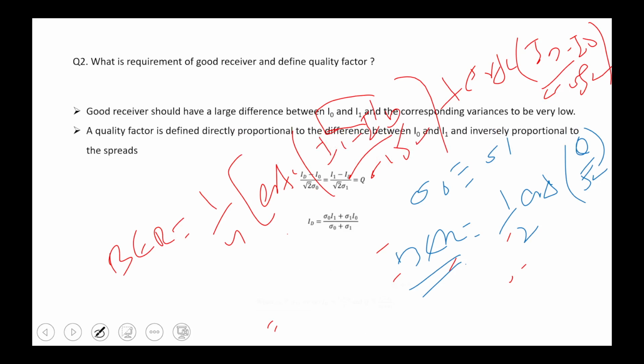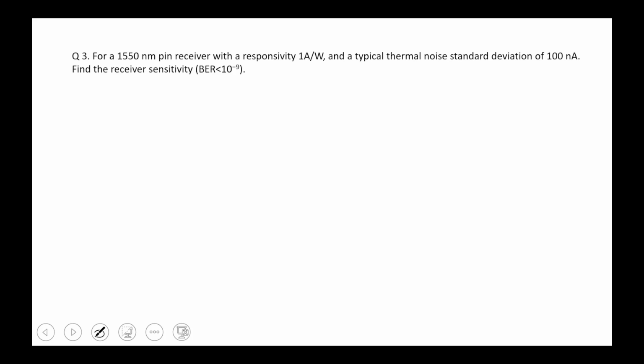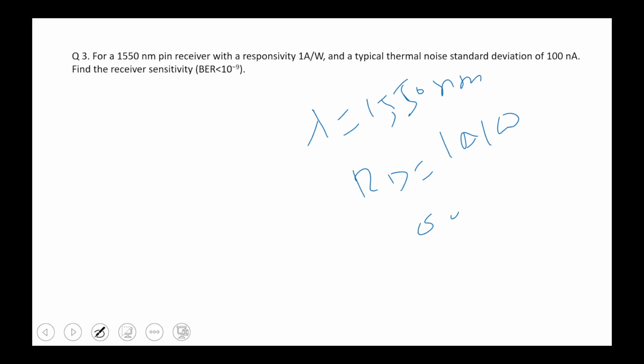So this formula I have already explained to you. Suppose, can anyone tell me the answer to this question? Given lambda equal to 155 nanometer, responsivity RD equal to 1 ampere per watt, and thermal noise standard deviation sigma 0 equal to sigma 1 equal to 100 nanoampere. Find the receiver sensitivity, the average sensitivity in case of thermal noise.